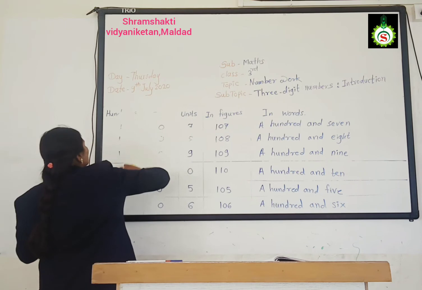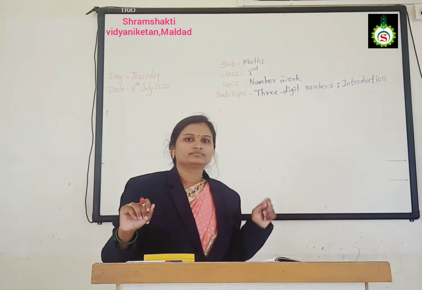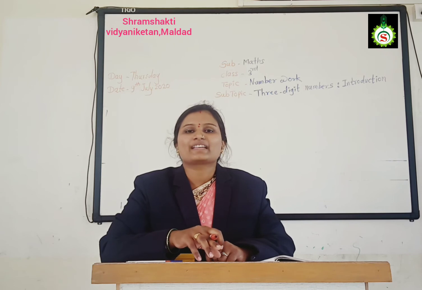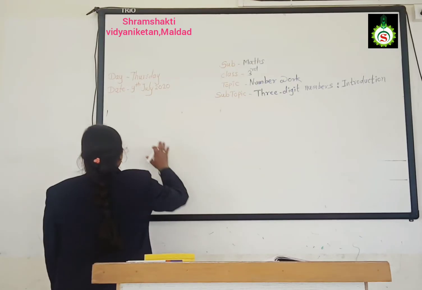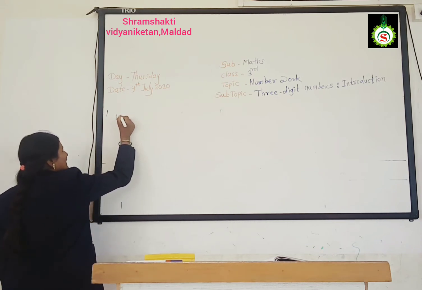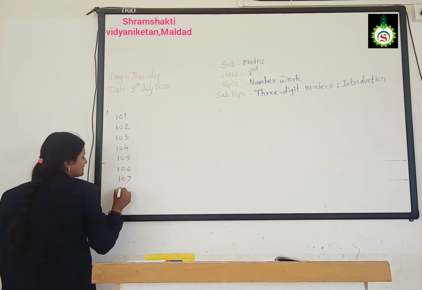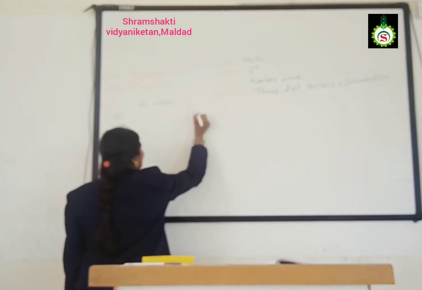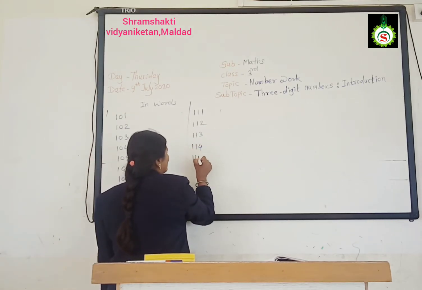See, suppose we learned 101, 102, 103, 104, 105, 106, 107, 108, 109, 110. Correct? In figure also, in word also. We write like this, spelling also. Here we write in word after 111, 112, 113, like this. 114, 115.